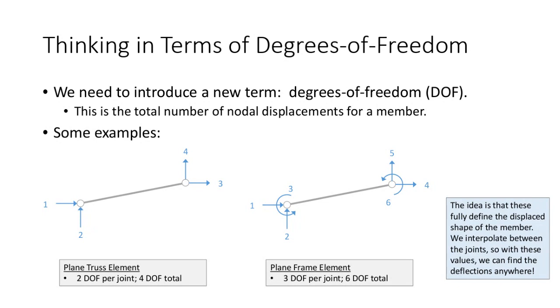So if I were to look at the K matrix for a plane truss element, the K matrix would be 4 by 4, 4 rows and 4 columns. So a 4 by 4 grid of numbers.